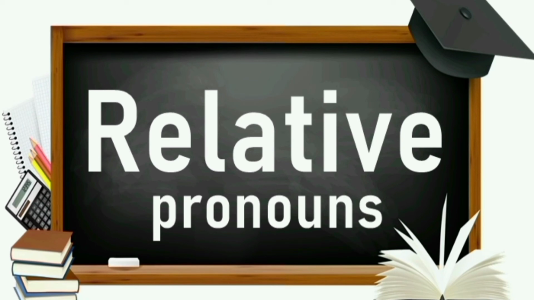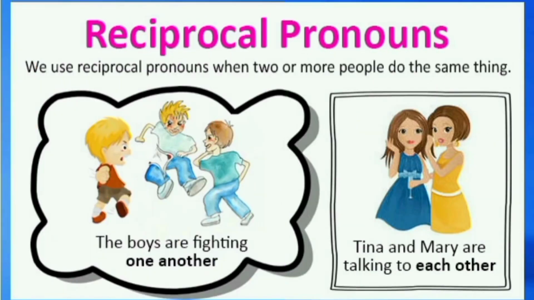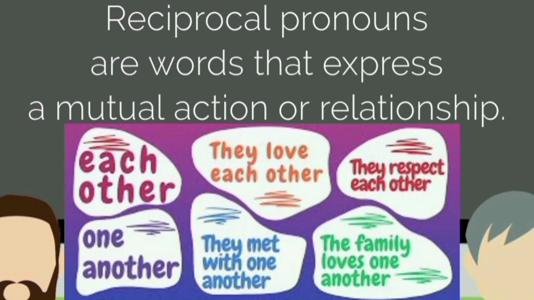Relative pronouns are pronouns used to introduce clauses. They introduce clauses. For example, who, which, whom. These are examples of relative pronouns. Reciprocal pronouns, on the other hand, are used to express mutual relationship. They express mutual relationship. They indicate mutual action. For example, each other. They love each other. That means the love is reciprocal.